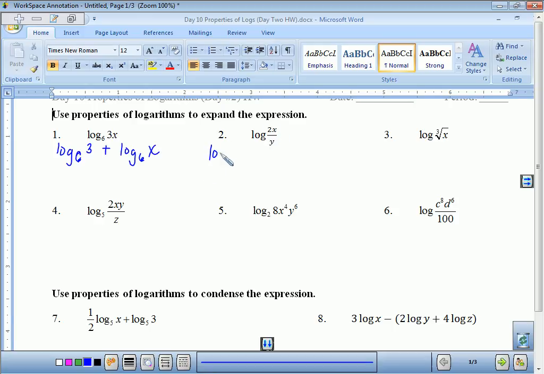So I'm going to deal with the numerator first. So log of 2 plus log of x.